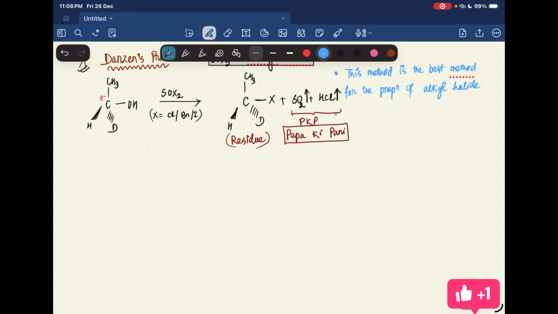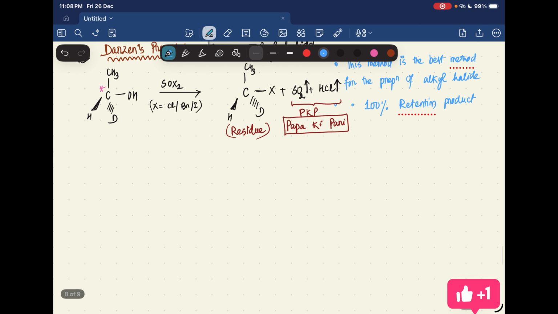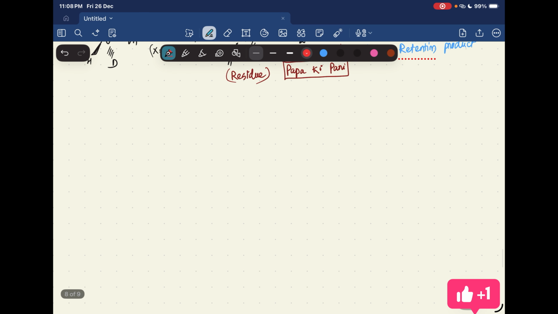Along with that, we have to keep one another important point: here 100% retention product comes. How is it so? Then we have to know the mechanism part. So without any delay, let's go to the mechanism part of it.